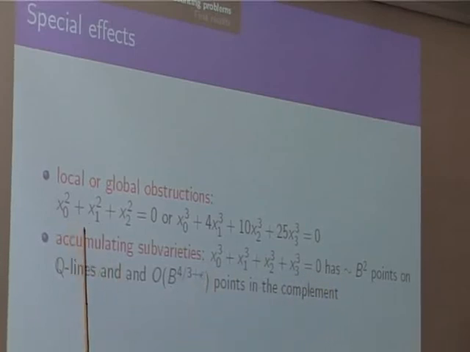And then you ask, can you prove that there are fewer points on the complement? So the conjecture would be B^1 and then some epsilon, which we'll discuss later on. The best you can do for this particular cubic is B^(4/3+epsilon). It's a result of Heath-Brown.